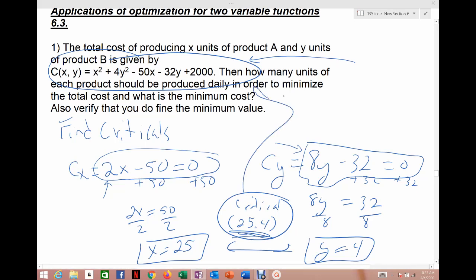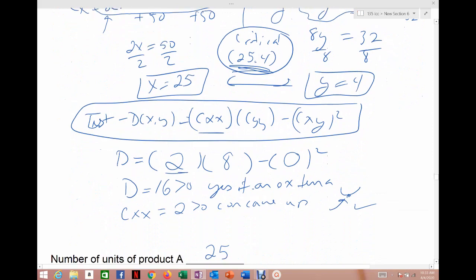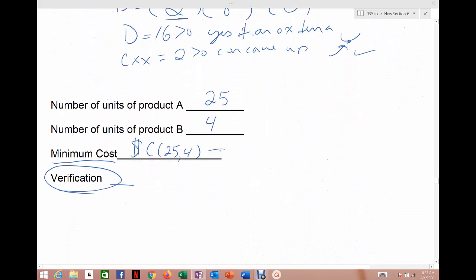Again, that critical value is going up there into my original function: 25 for x, 4 for y. And when I do that, I get that my cost is 1,311.